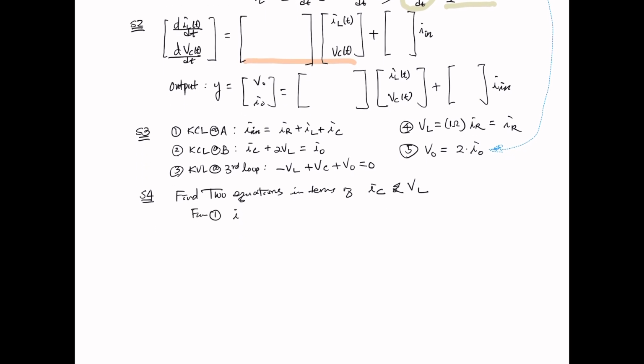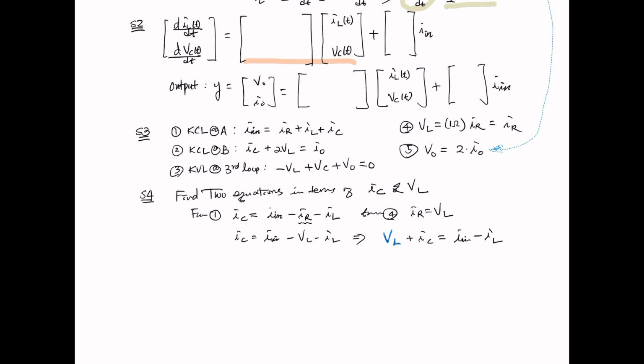From equation 1, we have I_C equals I_in minus I_R minus I_L. We don't want to have this I_R, so we need to replace this I_R with something else. From equation 4, we said I_R equals V_L. If you use that, now we have I_C equals I_in minus V_L minus I_L. Then if you move the V_L over, V_L plus I_C equals I_in minus I_L.